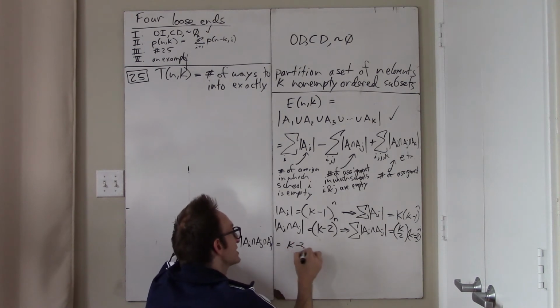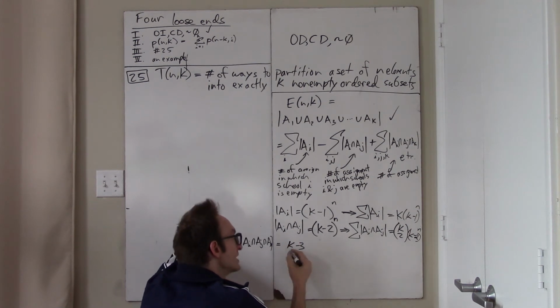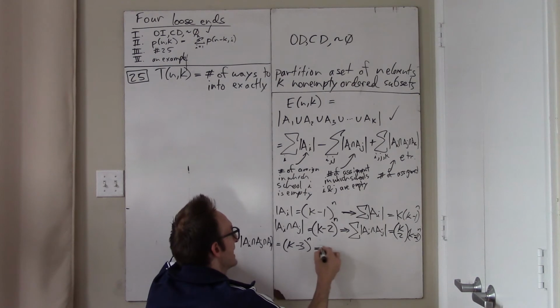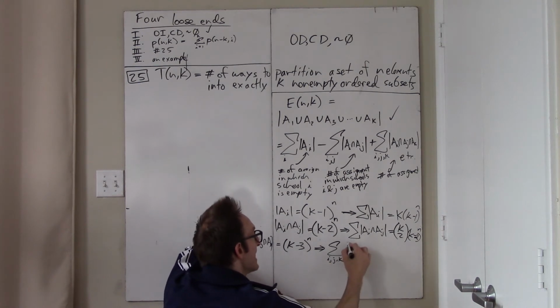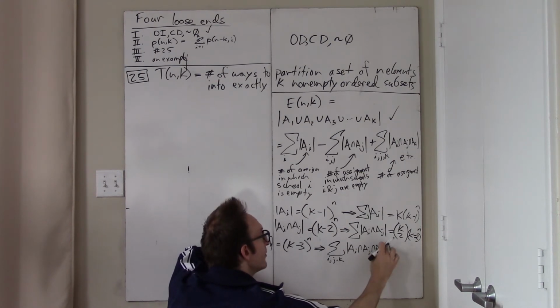So I have K minus 3 choices for who to send to school 1, K minus 3 choices for who to send to school 2, etc. So all of that is going to the N. And then when I add them all up, this is I, J, K. So I'm taking now the sum of all of these AI intersect AJ intersect AKs. Then what do I get?